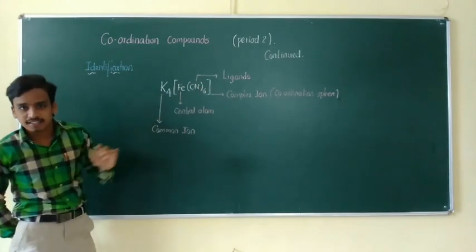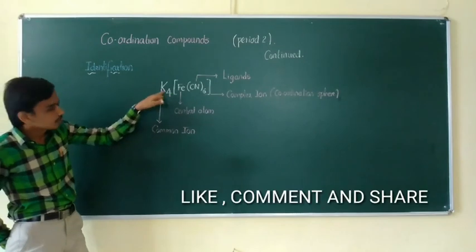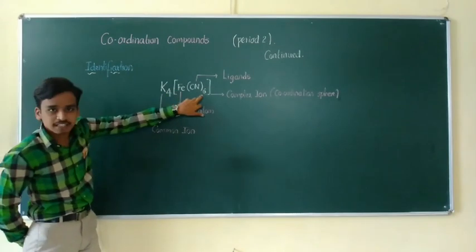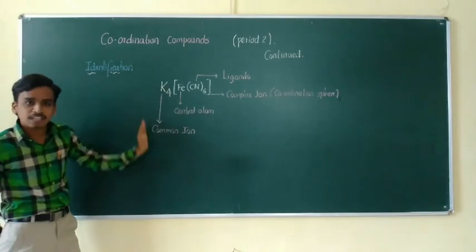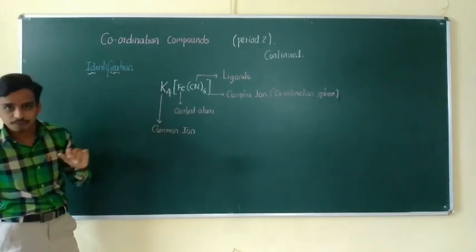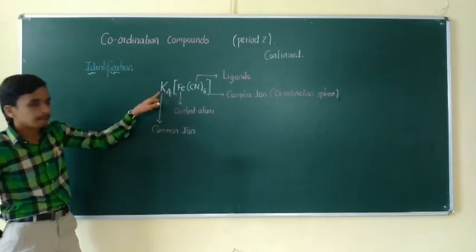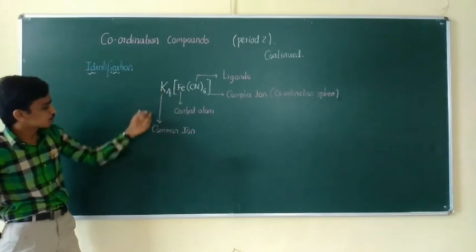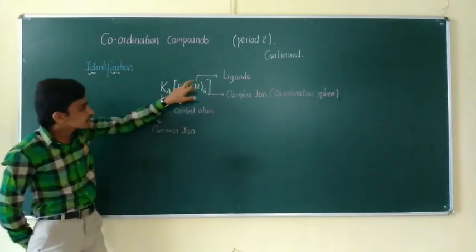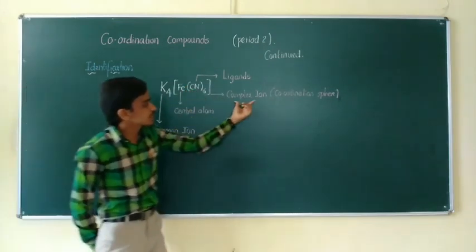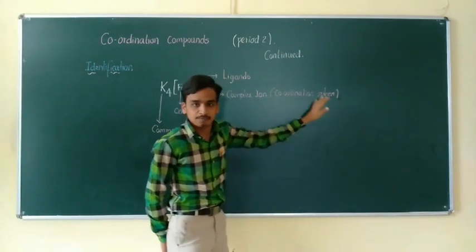In any complex salt, there are some important parts present. Whatever ions are present outside the coordination sphere are nothing but the common ions. It means these ions can be identified by the regular process. Here the 4 K plus ions are considered as common ions, and within this square bracket, the whole is considered as a complex ion, or nothing but the coordination sphere.